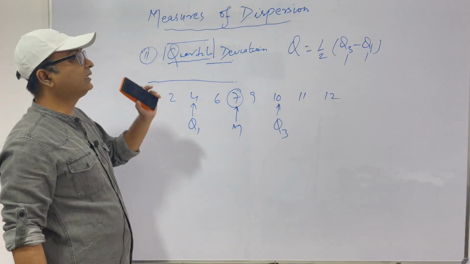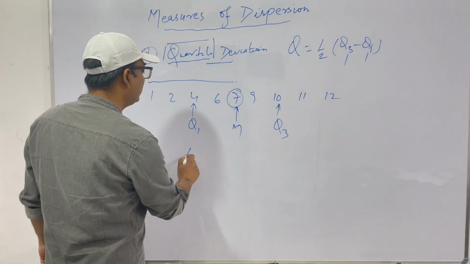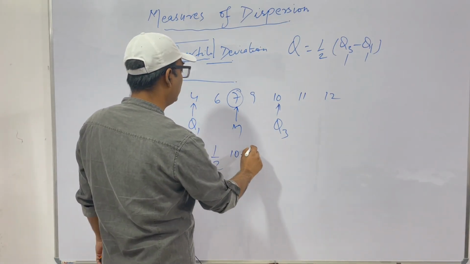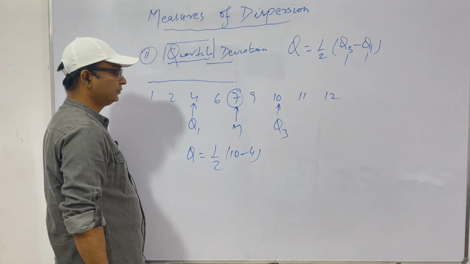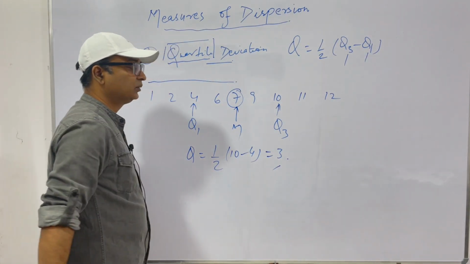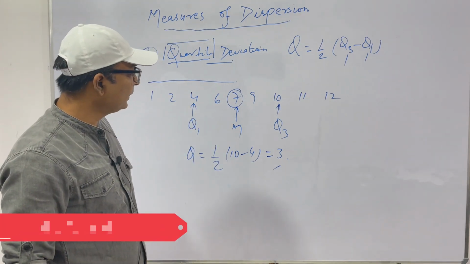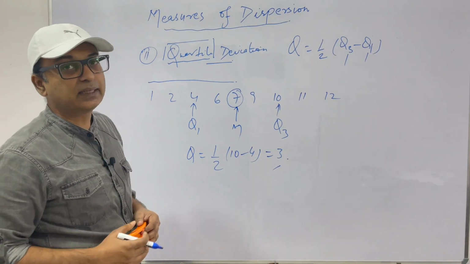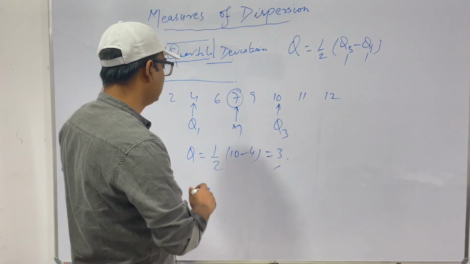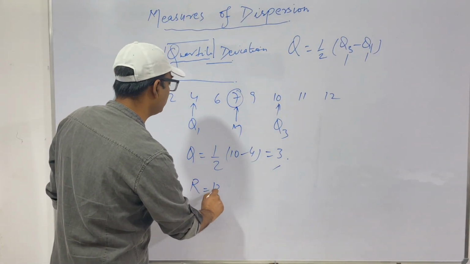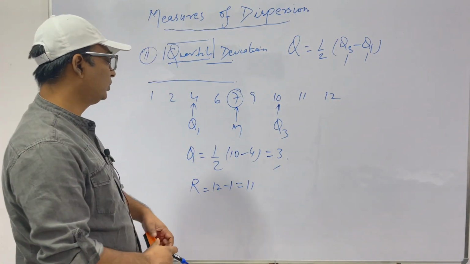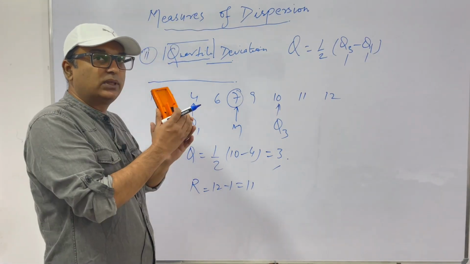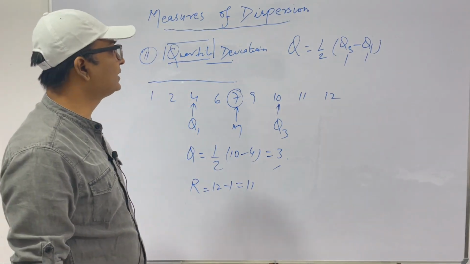So if we have this data and we have to find the quartile deviation, Q will be equal to 1 by 2 of Q3, which is 10, minus Q1, that is 4. This is 6 by 2, that is 3. So the quartile deviation is 3. This gives an idea of the scatteredness of data. If we find the range of this distribution, it is 12 minus 1, that is 11. So 11 is the range. Now we get quartile deviation as 3. So we have narrowed down. So this is how we find quartile deviations.